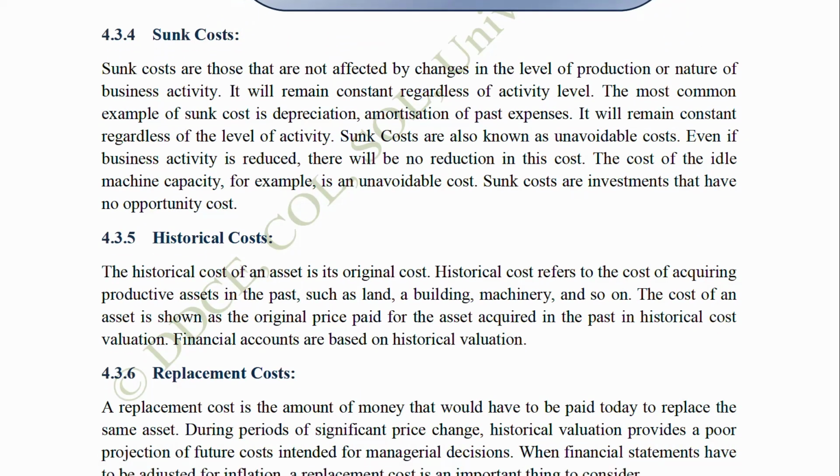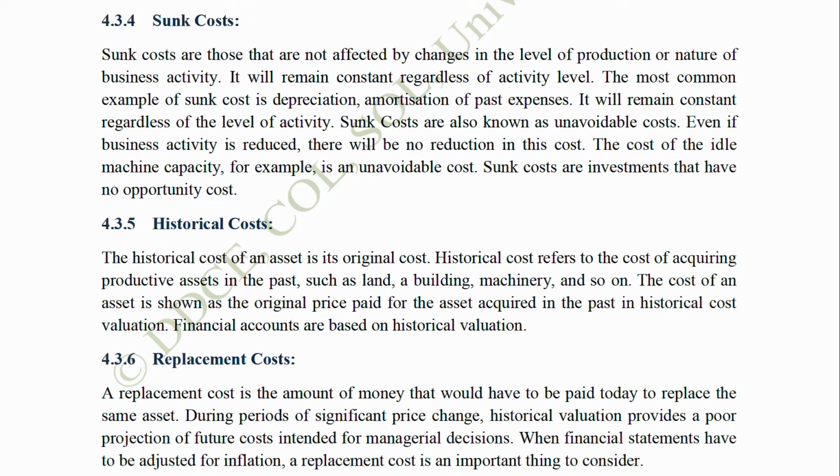4.3.4 Sunk costs. Sunk costs are those that are not affected by changes in the level of production or nature of business activity. They remain constant regardless of activity level. The most common example of sunk cost is depreciation, amortization of past expenses. It will remain constant regardless of the level of activity.